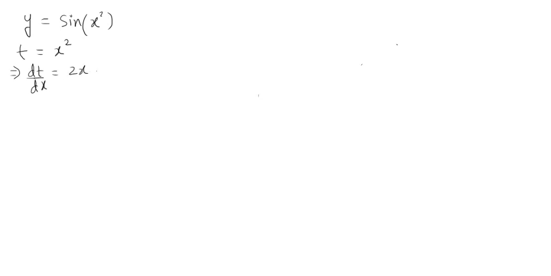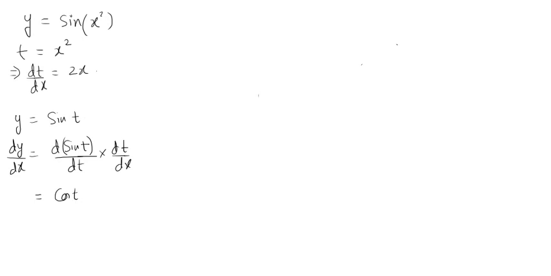Now y becomes equal to sine of t. Now I have to find dy by dx, not dy by dt. So dy by dx can be written as d sine t by dt into dt by dx. Note that dt in the numerator will get cancelled with dt in the denominator, so this is equal to dy by dx only. So d sine t by dt is cos of t, and dt by dx is 2x. So the answer is 2x cos of x square.